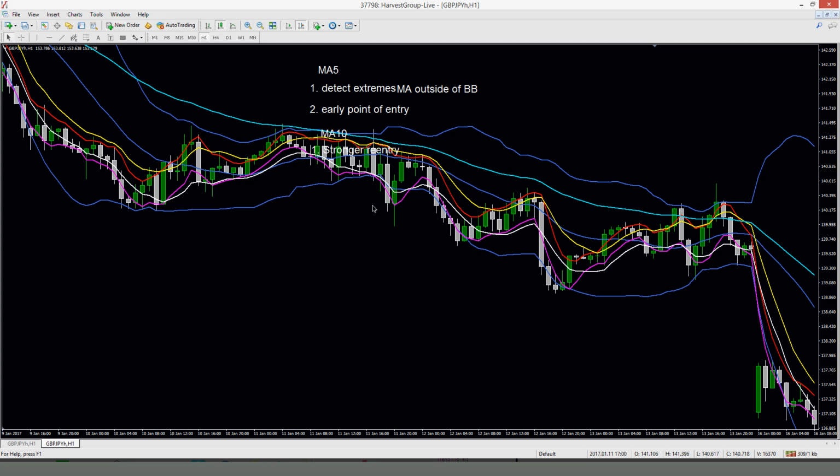So okay, let's move on. We talked about candlestick formation, we talked about the Bollinger Band, we talked about the moving averages, MA5, 10, and MA50. So before we move on to signals and setups, are there any questions with regard to this?